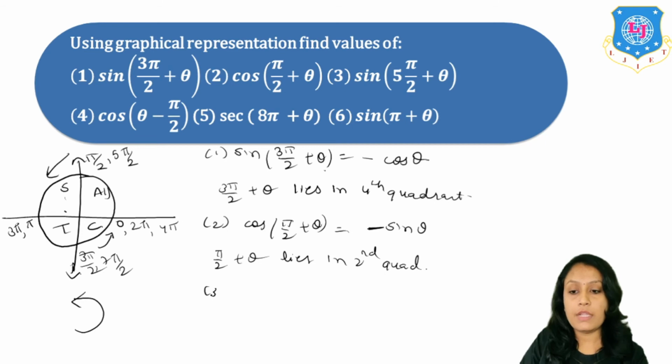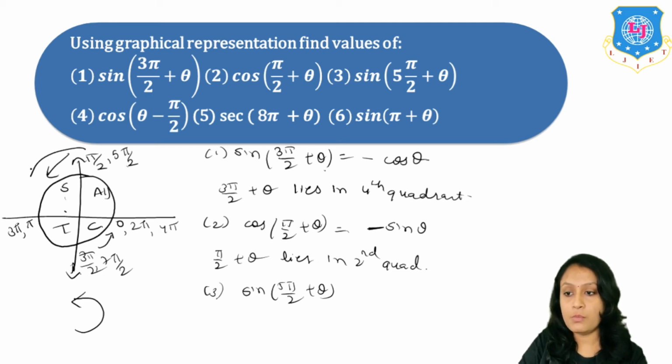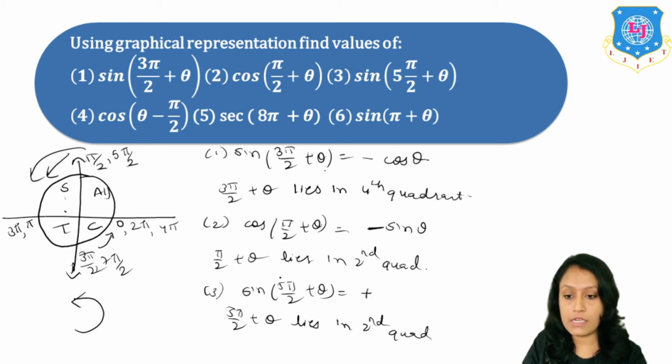Right, now the next example, sine of 5 pi by 2 plus theta. So 5 pi by 2 is over here. Again, 5 pi by 2 plus means this, so 5 pi by 2 plus theta lies in the second quadrant. Again we know that in the second quadrant sine and cosec are positive. Here we have sine, so a plus sign will come. Again we have pi by 2, so sine will convert to cos, so the answer is plus cos theta.